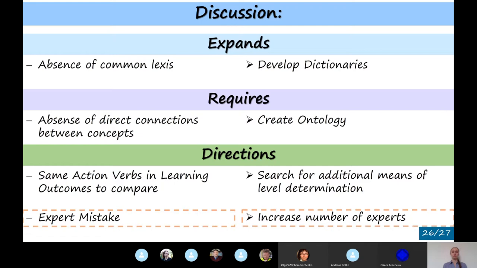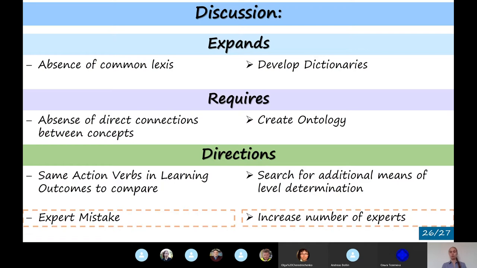In case of required relations, it's absence of direct connections between concepts. I think that the option to solve it is to create a complete ontology, which will give us a chance to use connections, not only direct connections between options, but also directions through levels. Creation of complete ontology can also help us to solve the problem with direction, the problem with not representative action verbs. Because if two learning outcomes have same action verb, we cannot define the direction using these verbs.